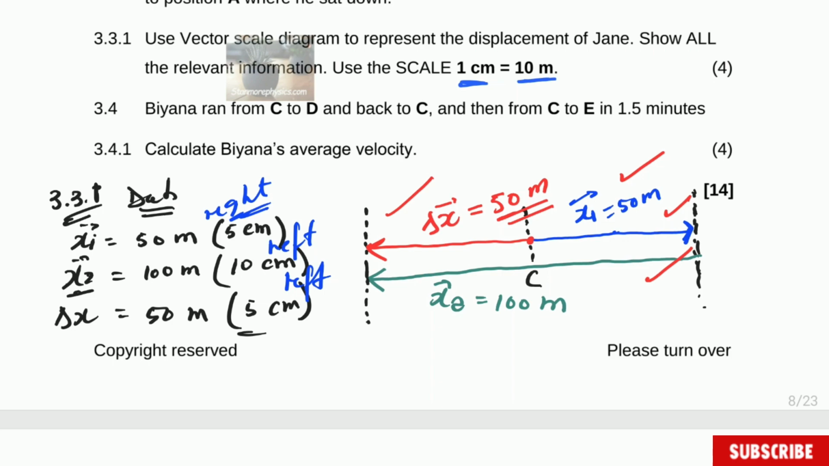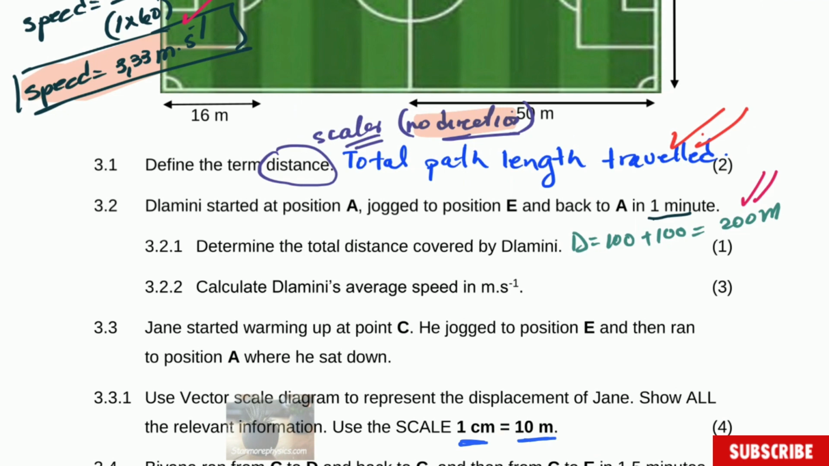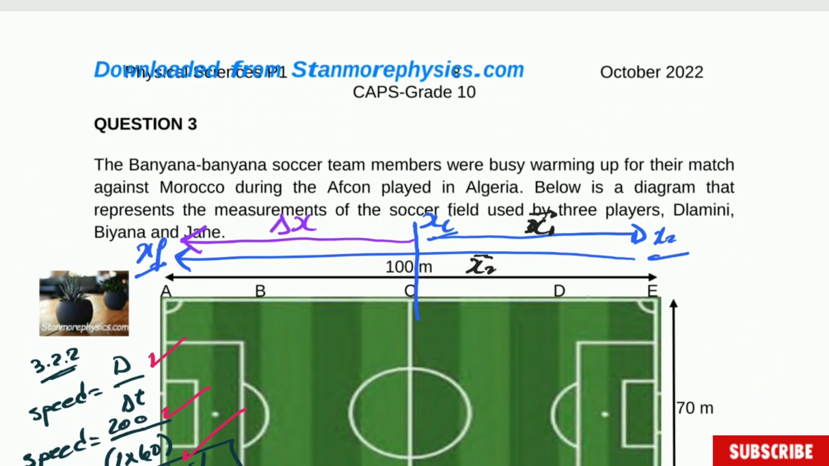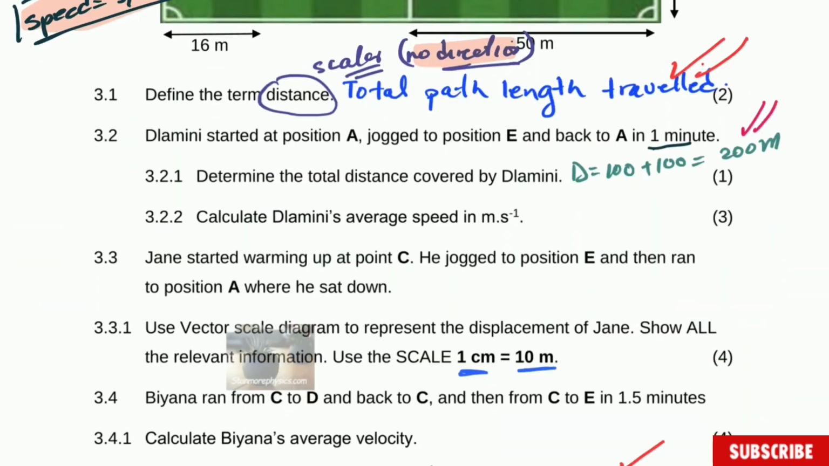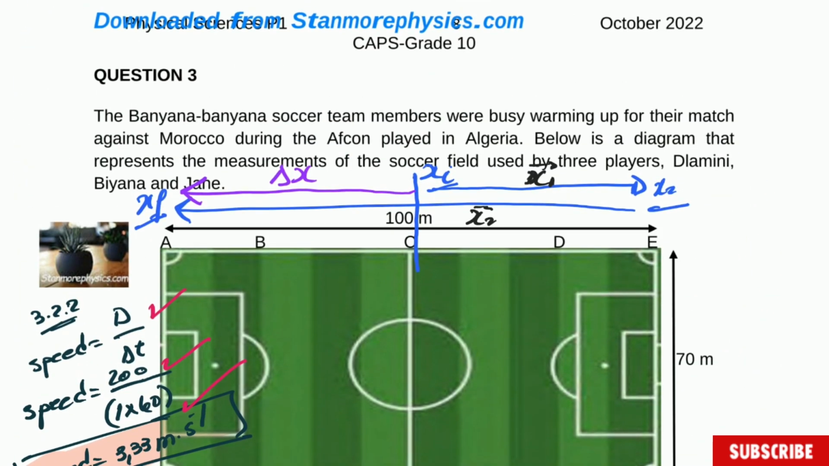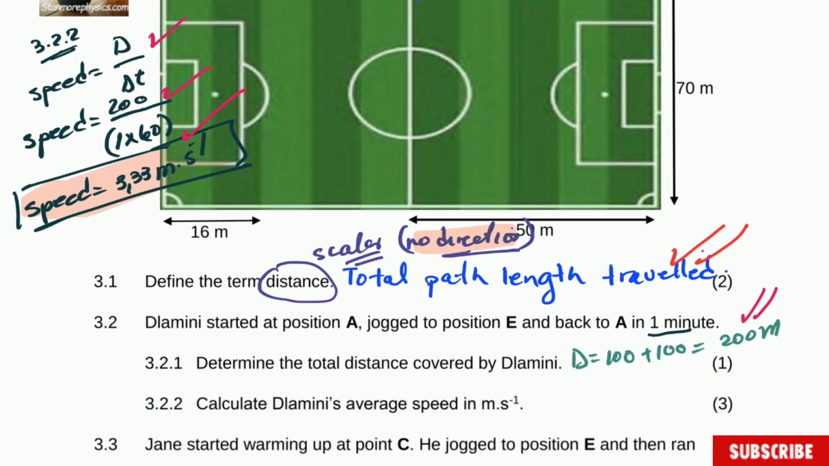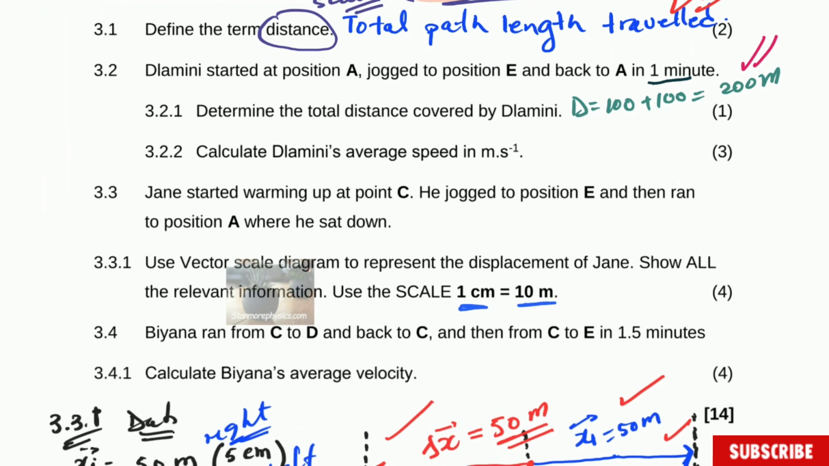Biyana ran from C to D and back to C. So C to D and then C again. C to D, let's see where it is. C, D and then to C. So C, D, C. And they're giving you some numbers there. And then from C to E in 1,5 minutes. Okay, so let's start here.